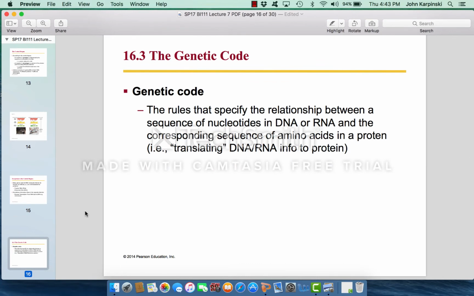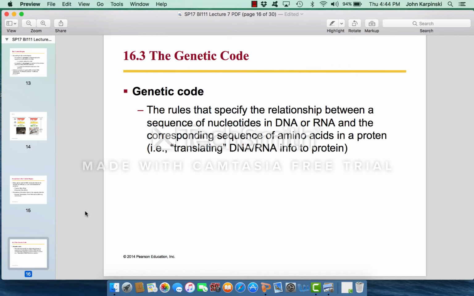Shortly after the experiment that I reviewed just a handful of slides ago, once the one gene, one enzyme hypothesis was really established, then scientists, specifically molecular biologists, wanted to understand how much of the DNA codes for one amino acid.